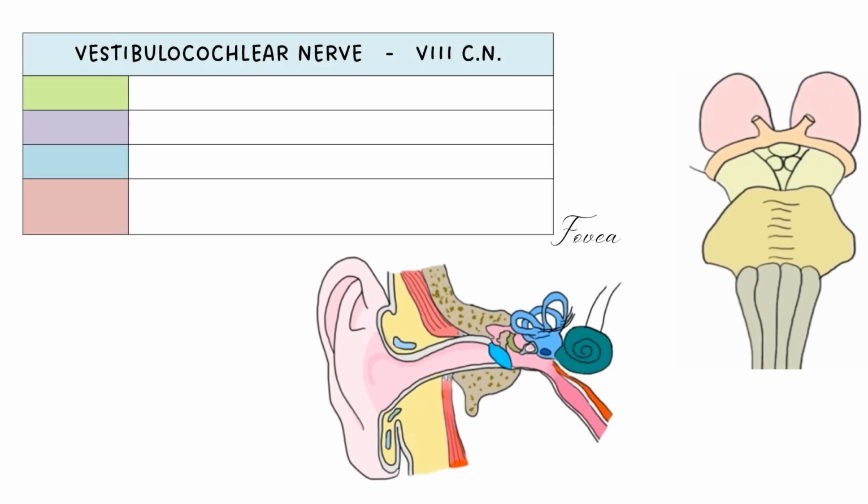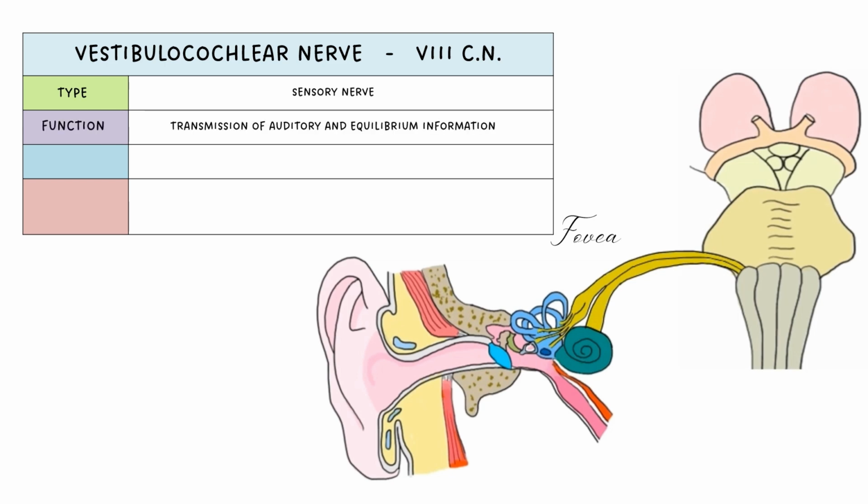The vestibulocochlear nerve, 8th cranial nerve, is a sensory nerve that transmits information related to hearing and balance from receptors located in the inner ear to the central nervous system. It originates from the pontomedullary sulcus and is divided into two functional components.